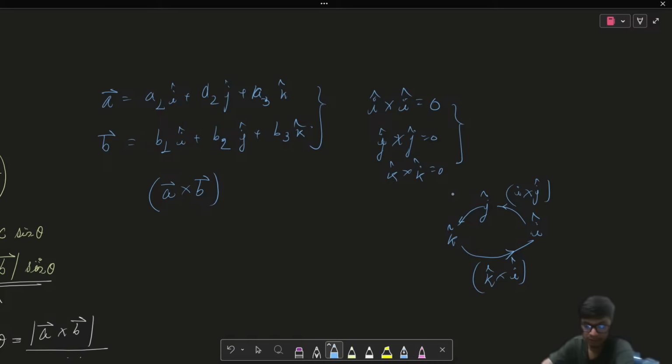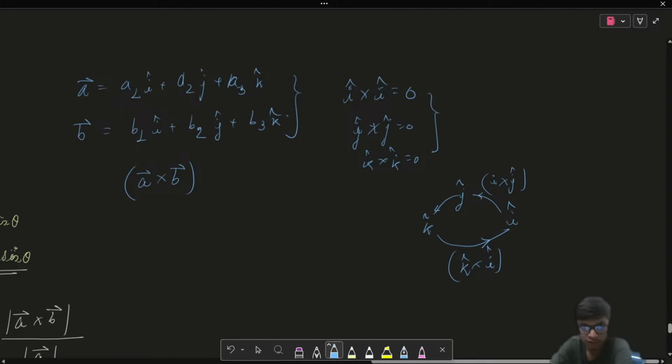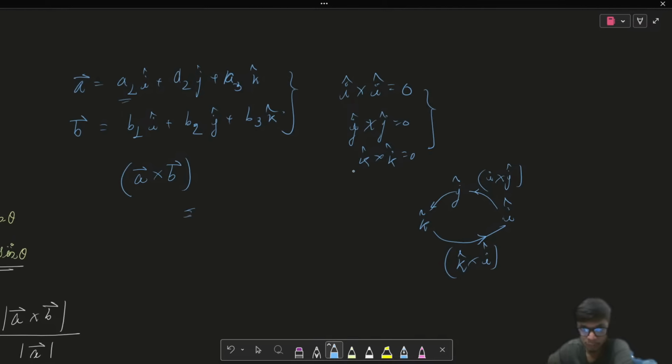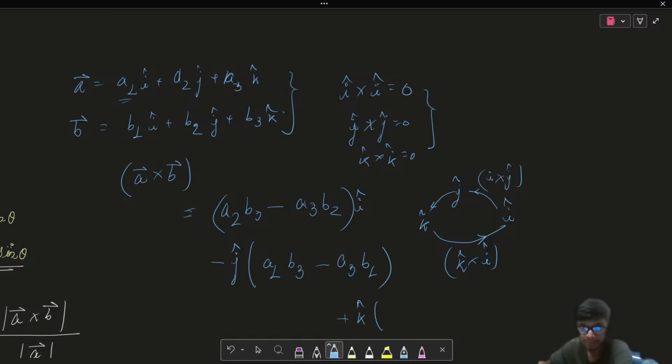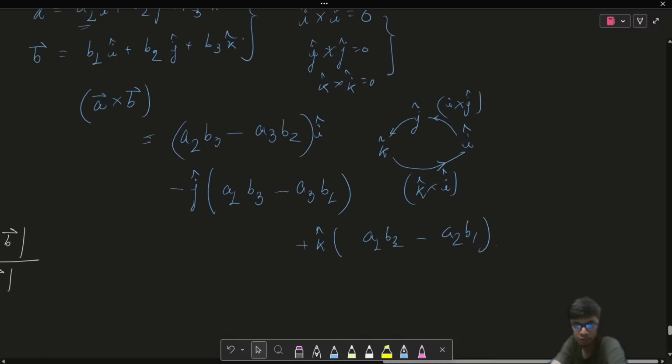If I apply this concept to this problem, when we do the cross product component wise, for the i cap component I will get a2 b3 minus a3 b2. That will be the component that comes with i cap. Minus the j cap component, which comes as a1 b3 minus a3 b1, and similarly the k cap component comes out as a1 b2 minus a2 b1. So if you perform this product component wise, you will definitely come out with this expression.